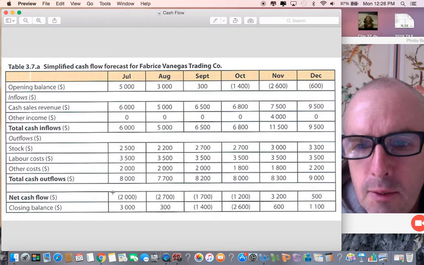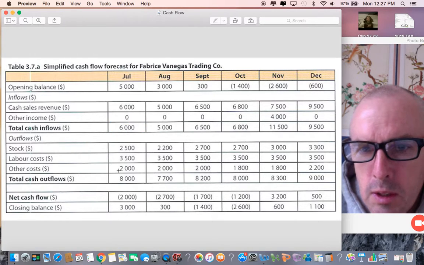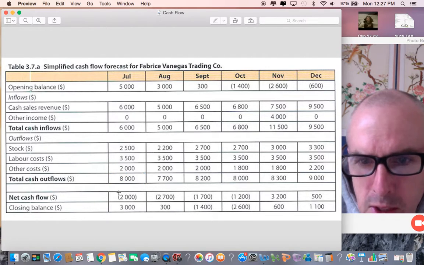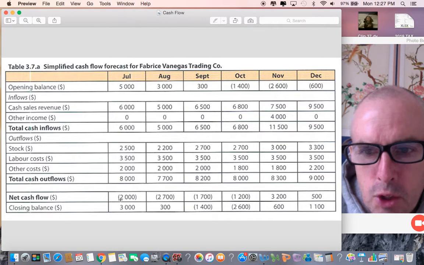Your net flow for that month is going to be $2,000. And how you get that is you take your total inflows and you subtract it from your total outflows, and you get this negative number. Do you see how you write the little negative number with that little parenthesis? And you get a negative $2,000 worth of cash flow.